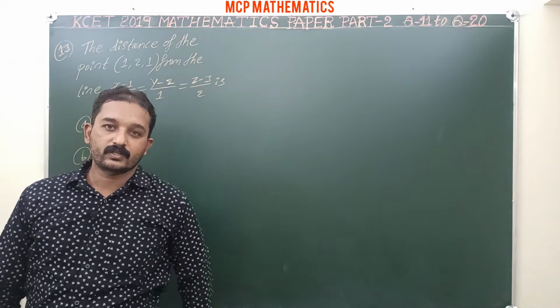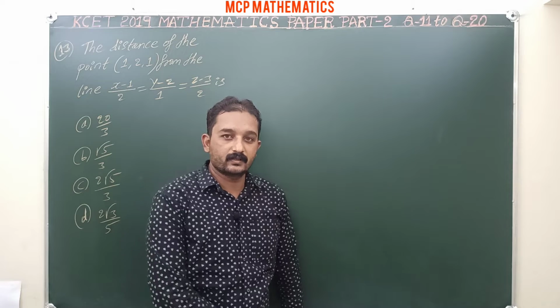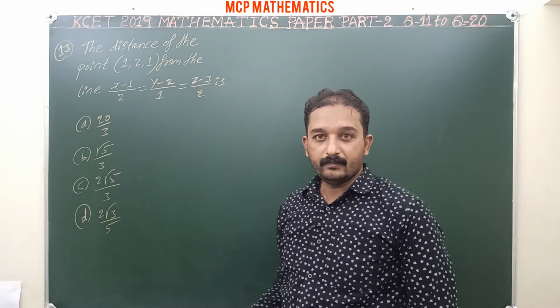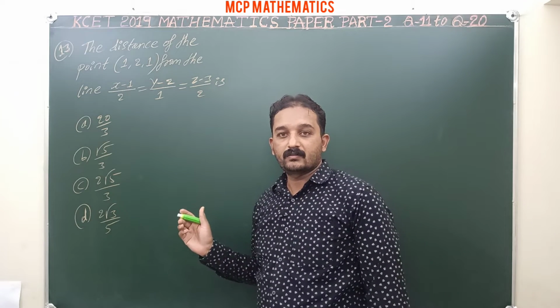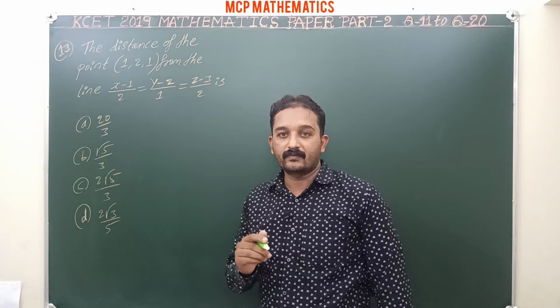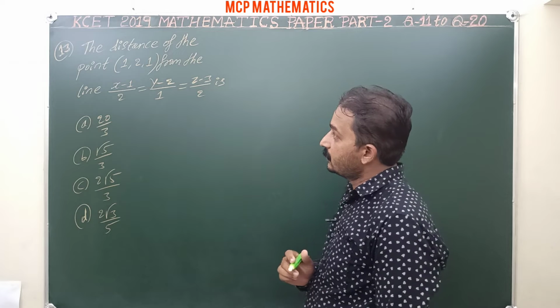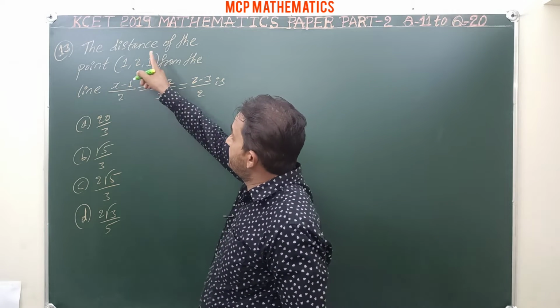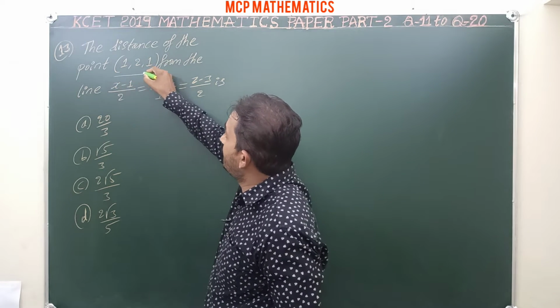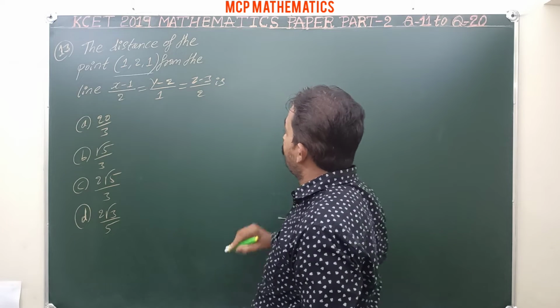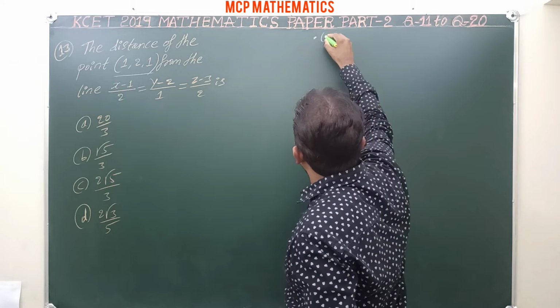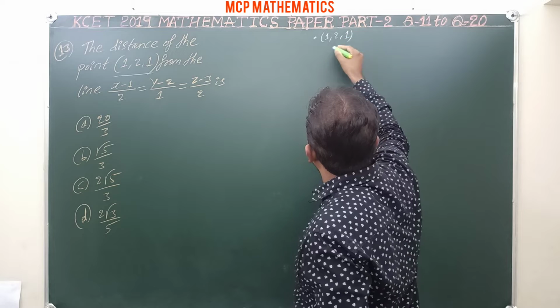Now let us move on to question number 13. Once again this question is based on the chapter 3D, particularly on the topic of finding the distance of a point from the line. So now let us see the question. The distance of the point 1, 2, 1 from the line. So here the point is 1, 2, 1.